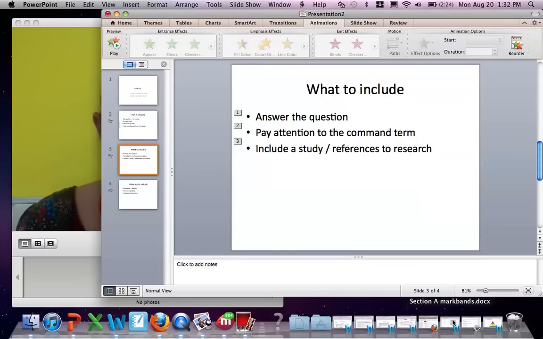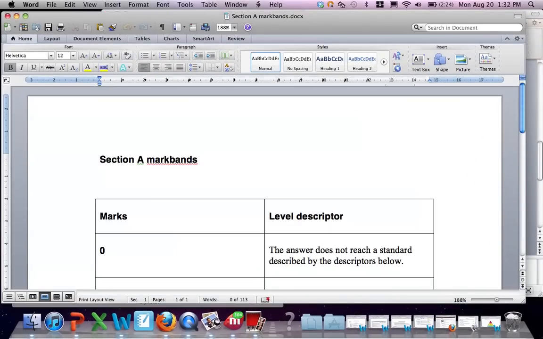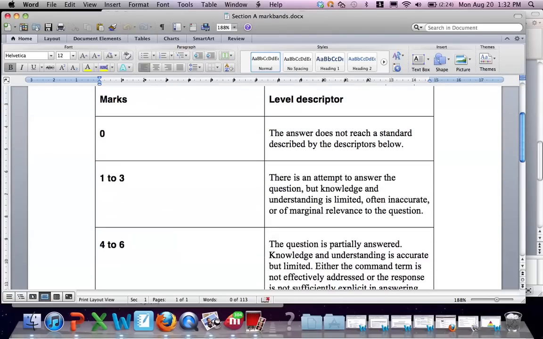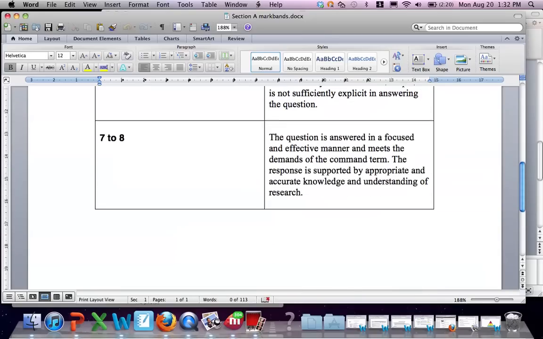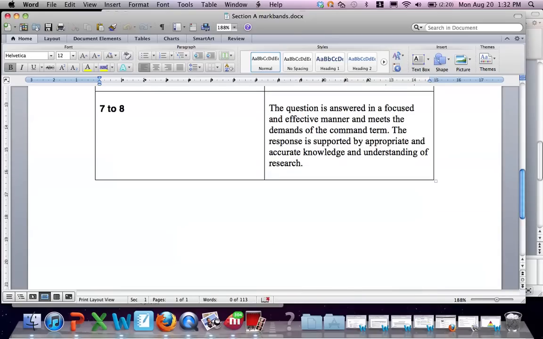And the reason is, if we have a look at the mark bands, that's what teachers use to grade you, and that includes examiners. So we're not even going to look at those bad ones at the bottom. We're going to focus on the really good one. So in order to do well, you need to answer in a focused and effective manner and meet the demands of the command term. So here's your command term. Focused is very important. That means you can't just go on and on about irrelevant stuff. Otherwise, you don't meet that criteria of focused. And very importantly, the response is supported by appropriate and accurate knowledge and understanding of research. So if you don't have a study in there, if you don't have any reference to research, you can't possibly meet that criteria here, and so you can't possibly get to 7 or 8. You need to have a reference to research, and you need to prove that what you're saying is founded in research.